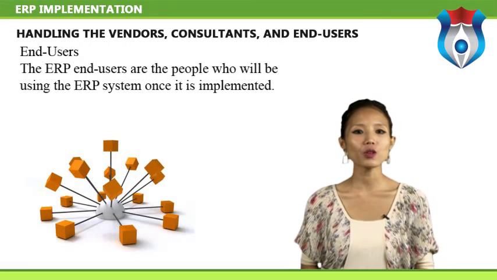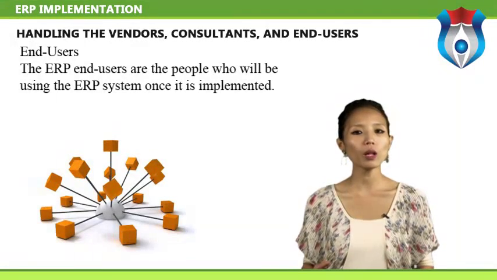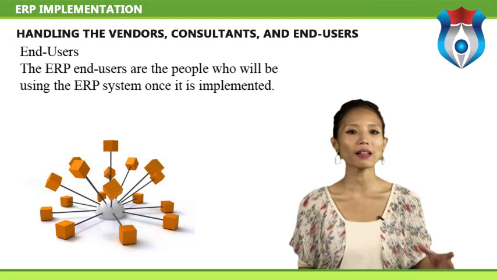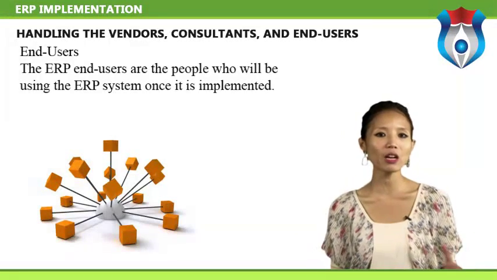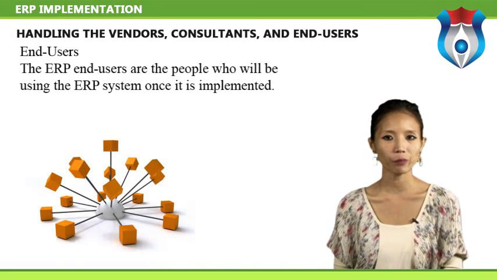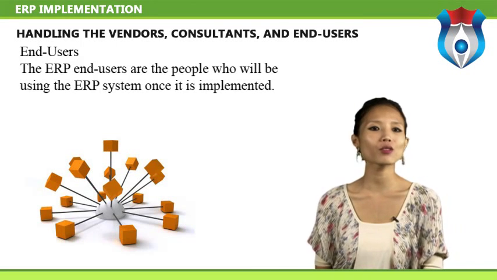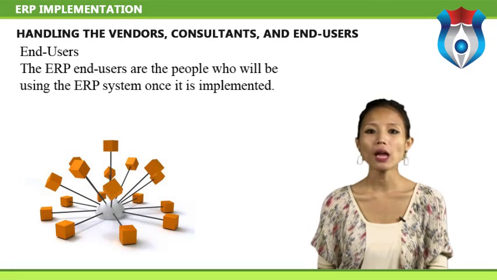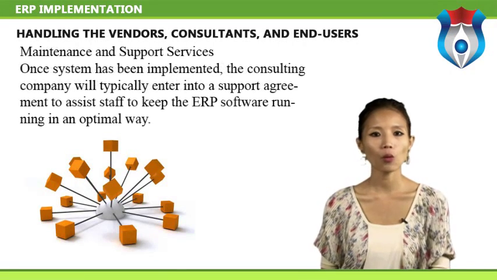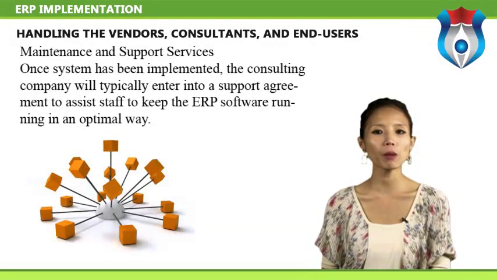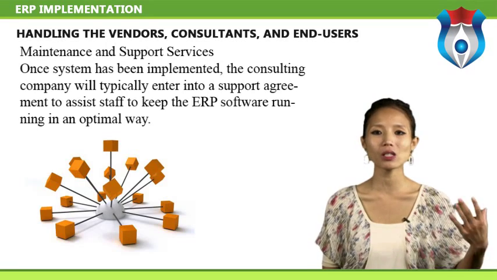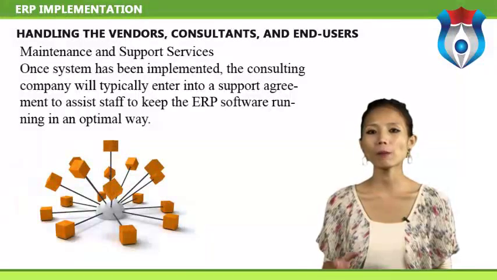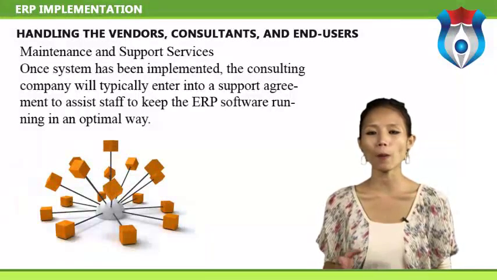The ERP end users are the people who will be using the ERP system once it is implemented. Most of the functions that the end user used to perform are being automated by the ERP system. The ERP system brings drastic transformation in the actual work process, which leads to change in old job descriptions. Once the system has been implemented, the consulting company will typically enter into a support agreement to assist staff to keep the ERP software running in an optimal way.